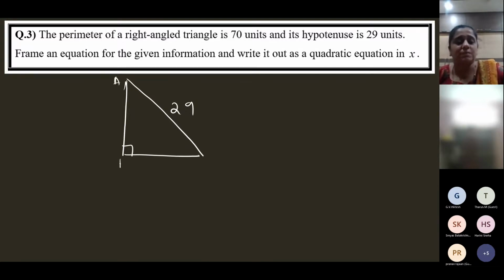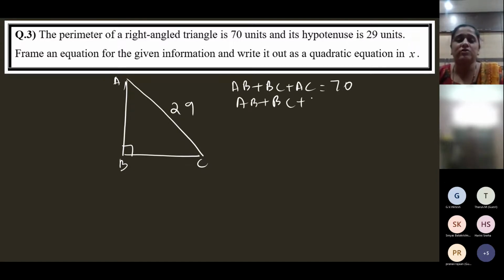Shall we call this ABC? So what is AB plus BC plus AC? 70. So AB plus BC plus the hypotenuse AC, 29, is equal to 70. So AB plus BC is equal to 70 minus 29, 50, oh sorry, 41. So now AB is equal to 41 minus BC.